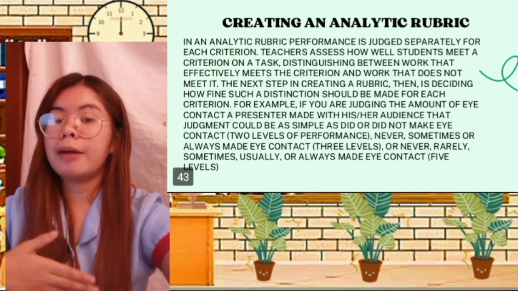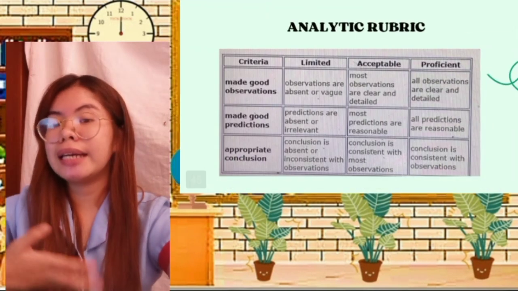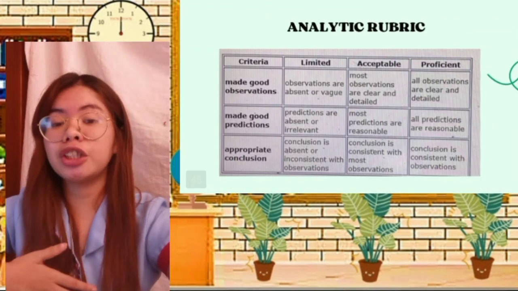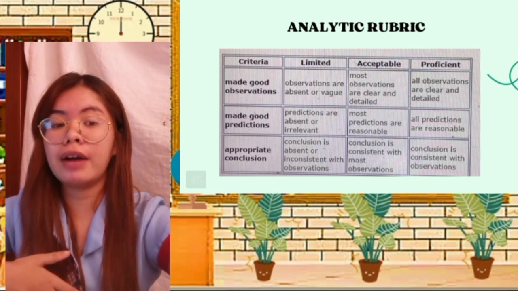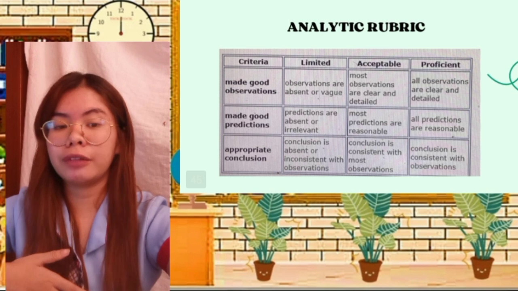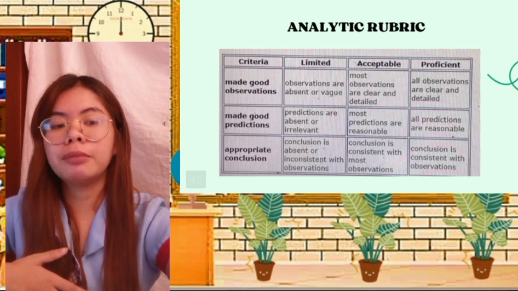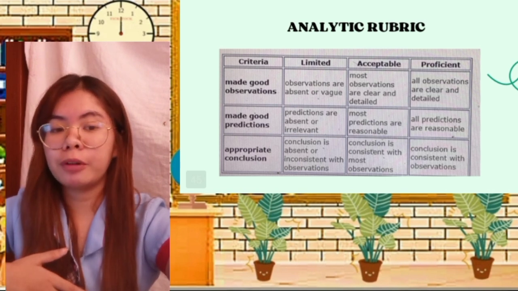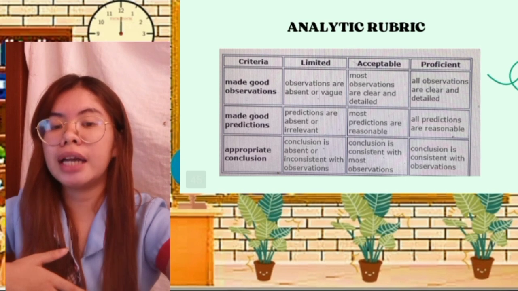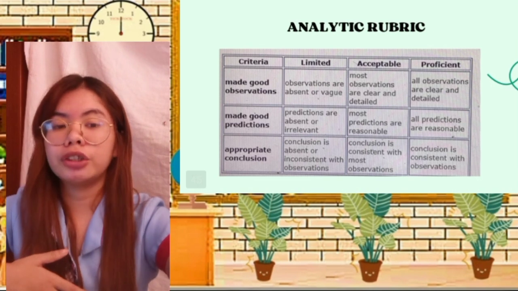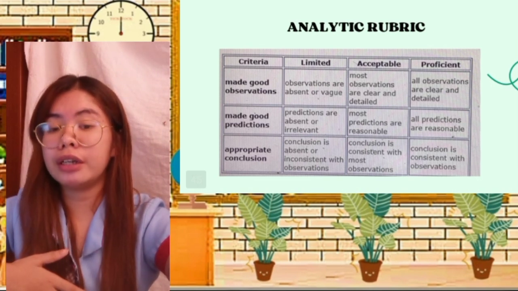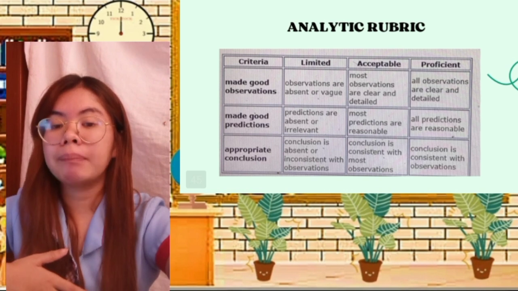So I have here an example of an analytic rubric. I can say that this is analytic because each characteristic is being evaluated. For example, each criterion: made good observations, made good predictions, appropriate conclusion. So each one is evaluated, whether it is limited, where observations are absent or vague, or acceptable, where most observations are clear and detailed, or proficient, where all observations are clear and detailed. So again, this is analytic because each criterion is being evaluated.